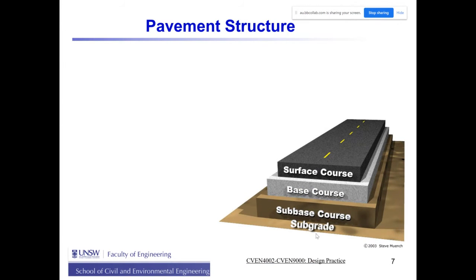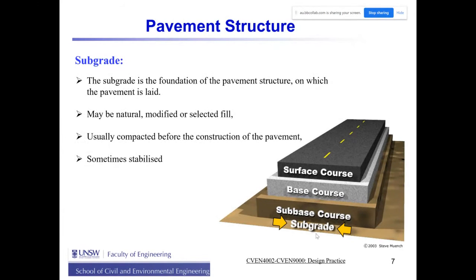So here are the definitions of different layers of pavement. Subgrade is considered as the foundation of the pavement. This can be natural, modified, or selected fill. And we generally need to compact the subgrade soil before the construction of the pavement. And if we are dealing with a soft soil, then we generally need to stabilize it in order to increase the strength of the soil.